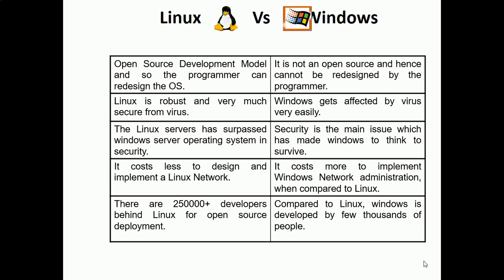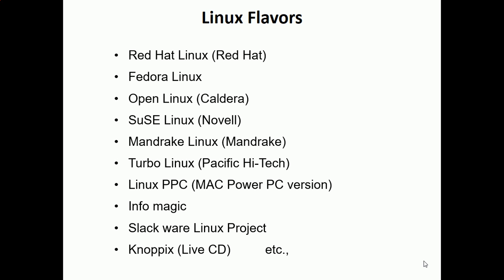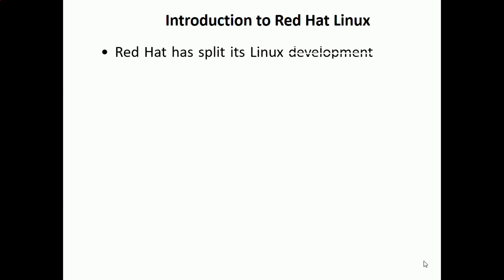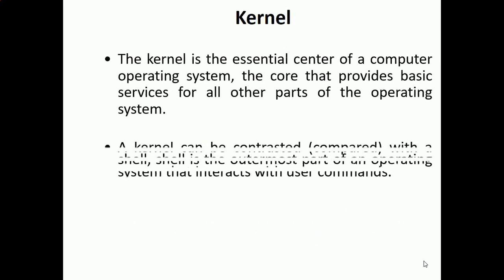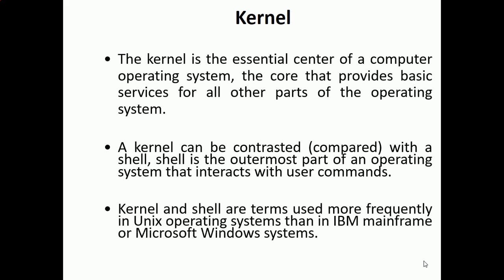There are 250,000 developers available for Linux, while there is a limited number of developers for Windows. There are various kinds of flavors like Red Hat, Fedora, OpenSUSE, CentOS, Backtrack, Kali, Ubuntu. You can use any flavor of Linux based operating system. The most famous is Red Hat because it is generally used for server purposes.